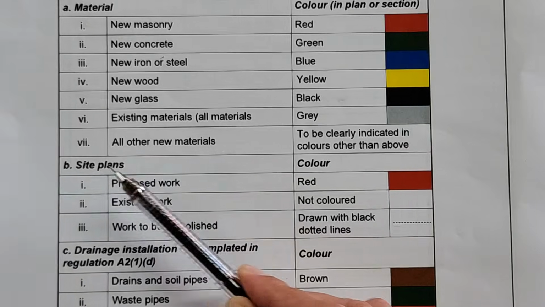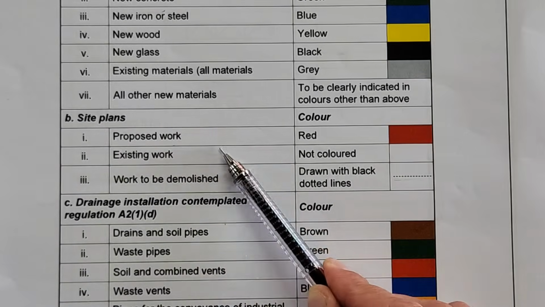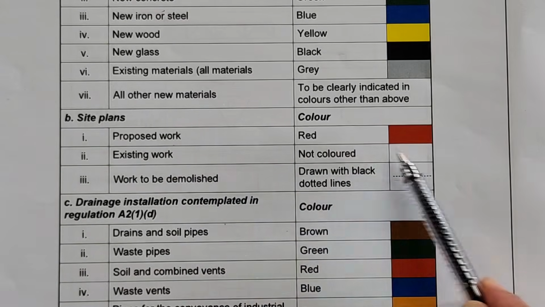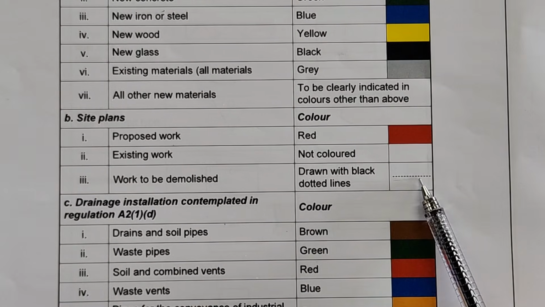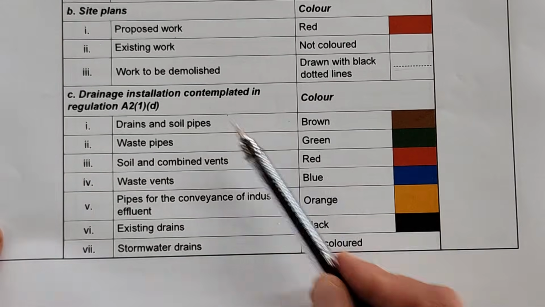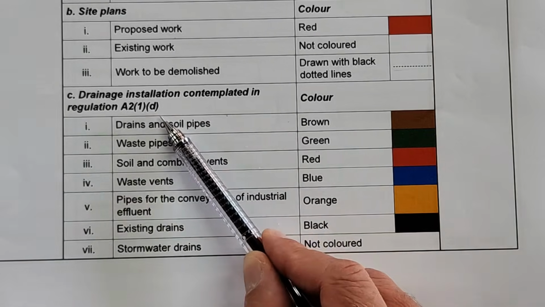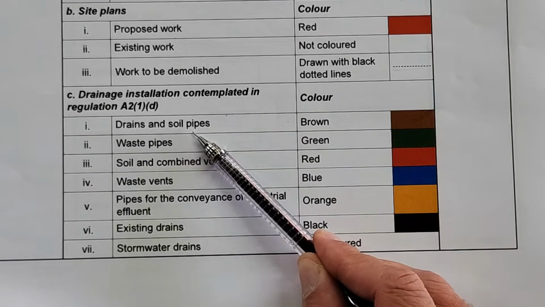When we get to site plans, proposed work, that's new work, will be colored in red. Existing work is not colored, and any work that is demolished is going to be shown with this chain line as indicated. Then your drainage and installation contemplated in Regulation A2 speaks to drainage and soil pipes.